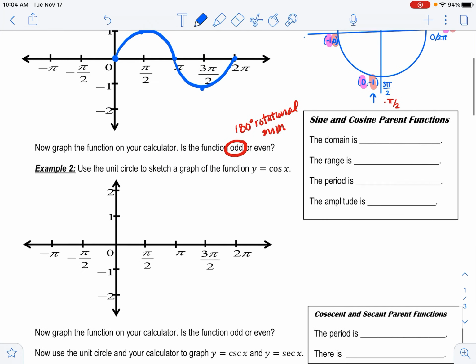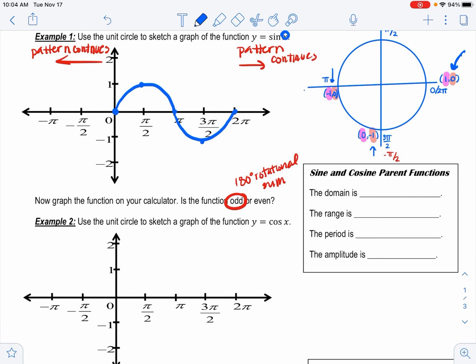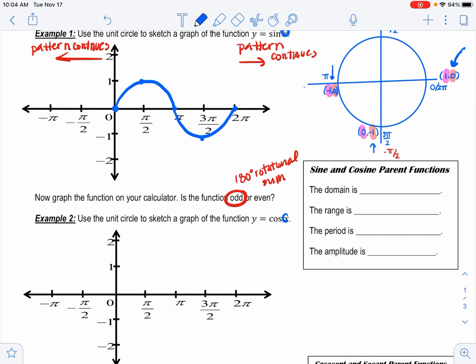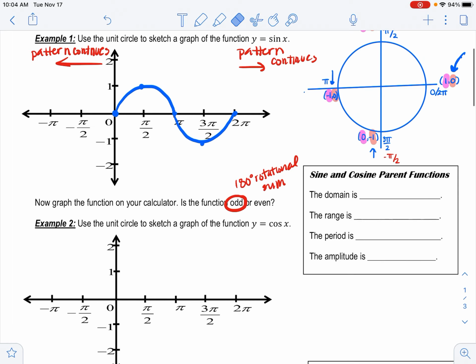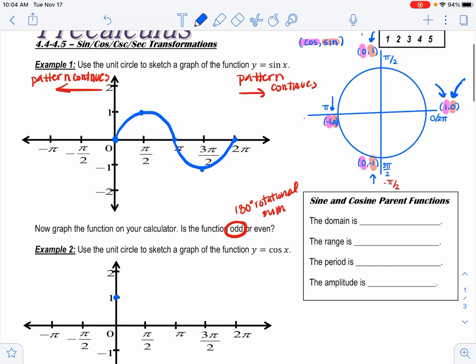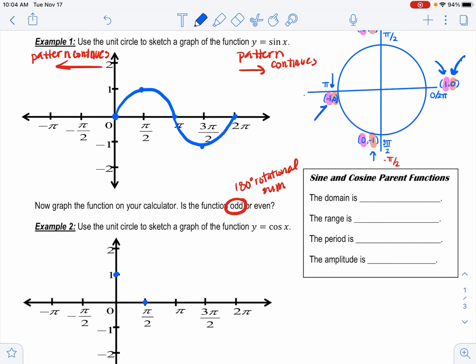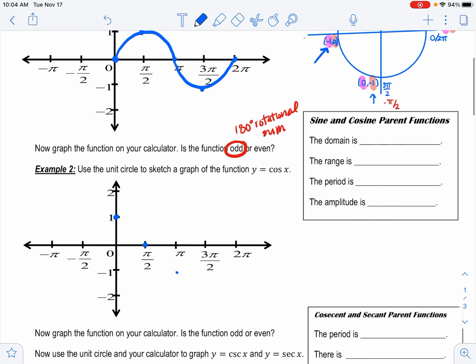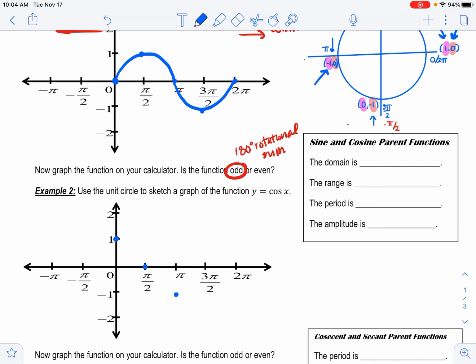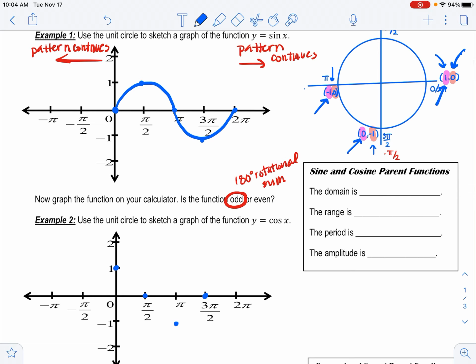So to graph cosine, I'm going to switch back over to blue because I feel like it. And now I'm going to do the cosine values. So the cosine of 0, right, because I'm plugging in 0 here first, and then I'm going to keep going. So the cosine of 0 is this x value right here, which is 1. The cosine of pi over 2 is 0. The cosine of pi is -1. The cosine of 3 pi over 2 is 0. And the cosine of 2 pi is 1.